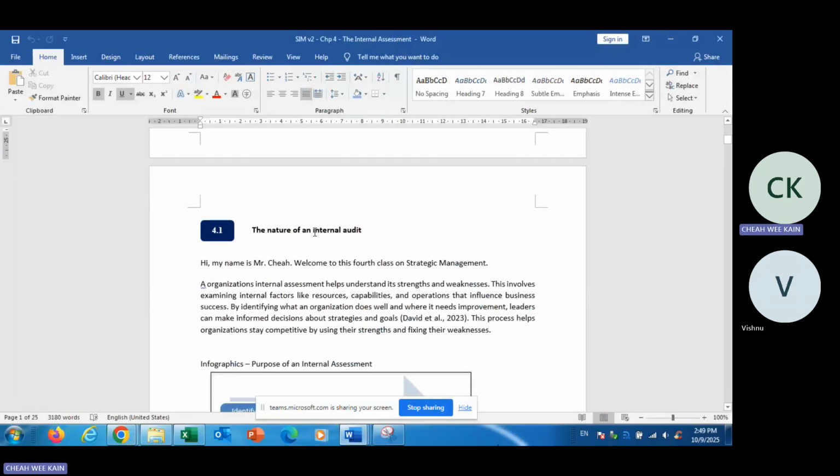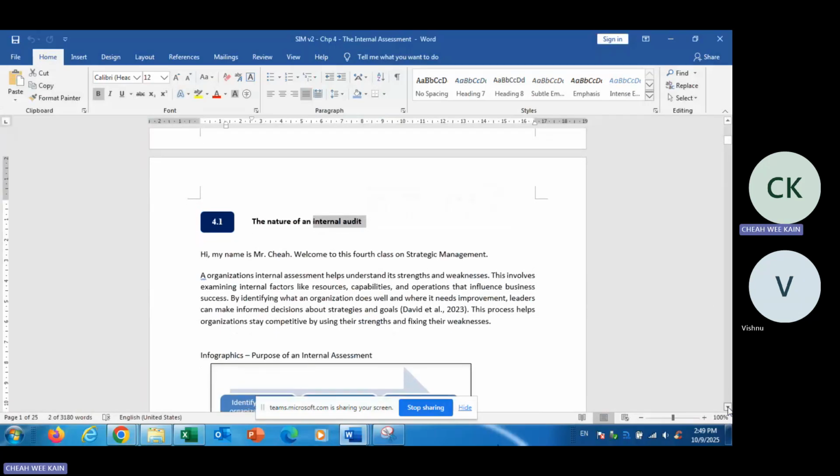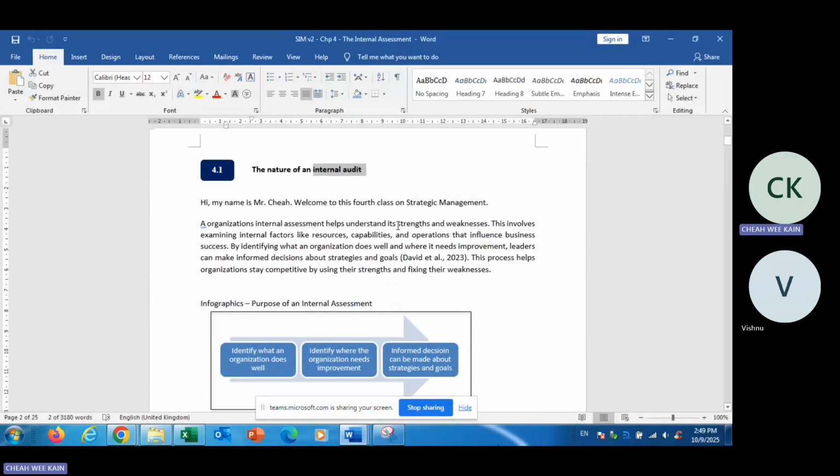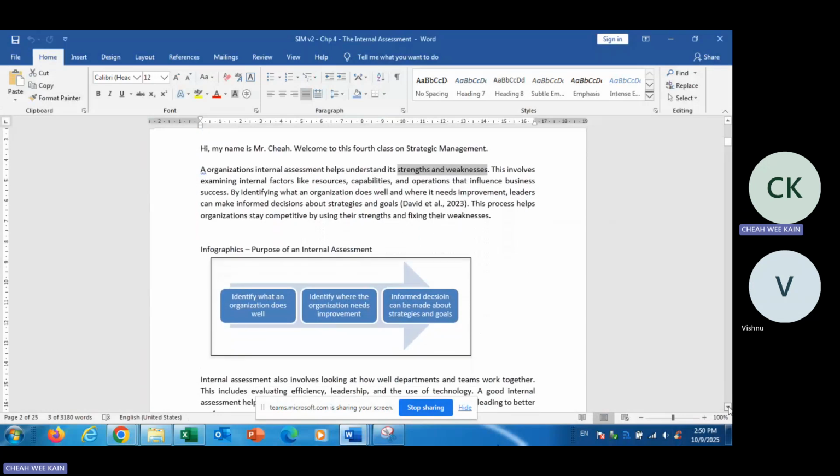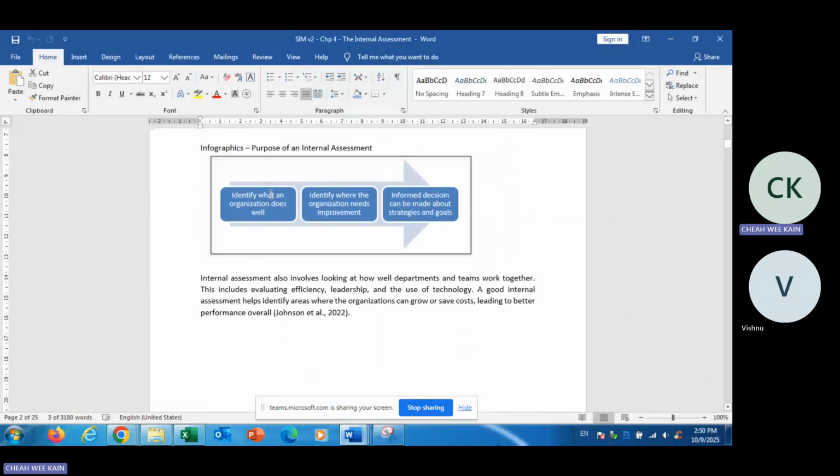What is the internal audit? Internal audit is basically strength and weakness. Understanding your internal strength and weakness, different from topic number 3, which is external audit, which is talking about opportunity and threats. So how do you want to go about doing that? Identify what an organization does well, identify where the organization needs improvement, so informed decisions can be made about strategy and goals.